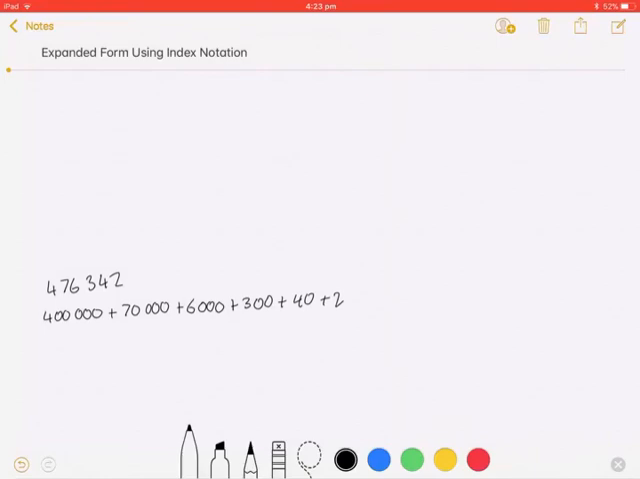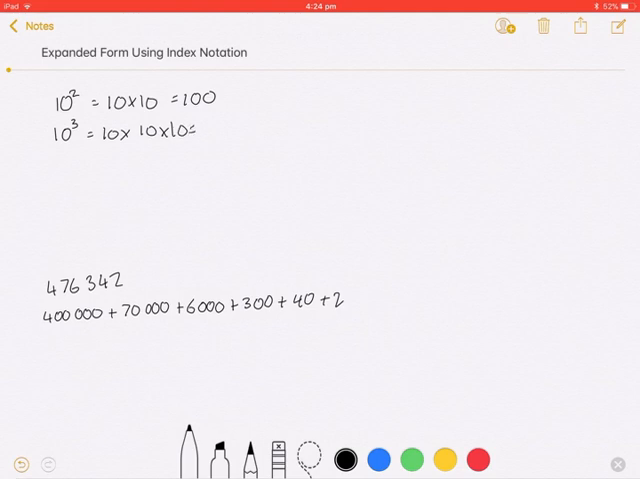Okay, expanded form using index notation. Before we jump down to the expanded form, let's have a look at index notation, which you should have already watched, but we're going to have a look at it in terms of the number 10. So if I write 10 to the power of 2, you know that is 10 multiplied by 10, which is 100. If I write 10 to the power of 3, it is 10 times 10 times 10.